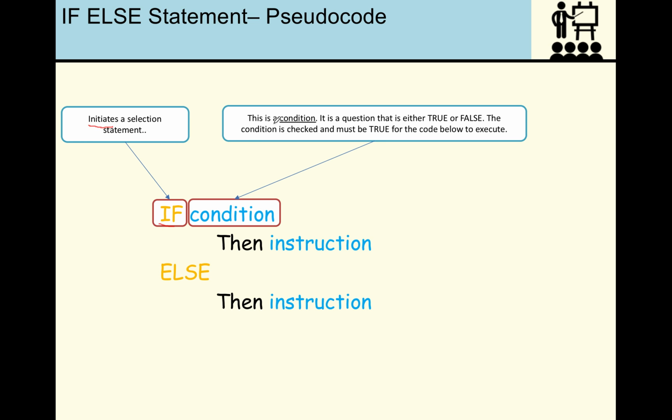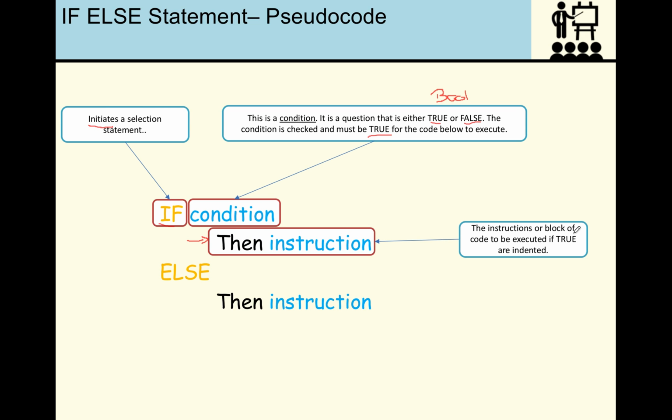We then have a condition. It is a question that is either true or false. That can also be called Boolean. Booleans have true or false values. The condition is checked and must be true for the code below to execute. This is the instruction, a block of code to be executed if true. Note how it's indented. So if this is true, then this will be executed.